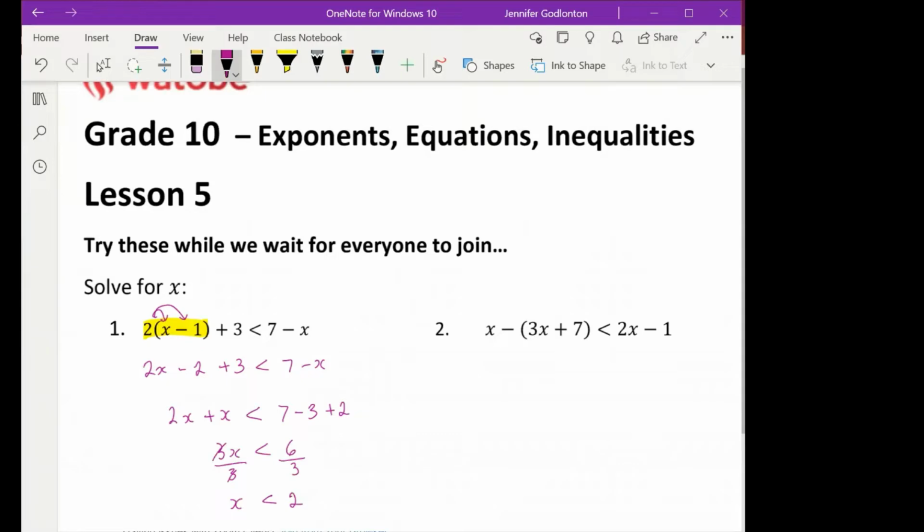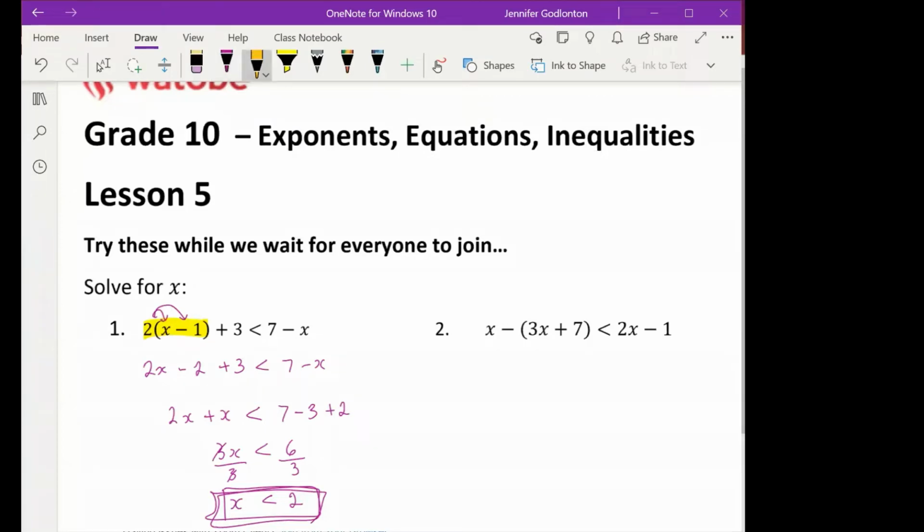Okay, who got our answer to question 1 and made it so that it looks just like mine with the inequality sign, x is less than 2? Let me know. Awesome. Well done. Those of you who are new, don't panic. Remember, things just take time and it will come with time. So just be careful of keeping your inequality sign.